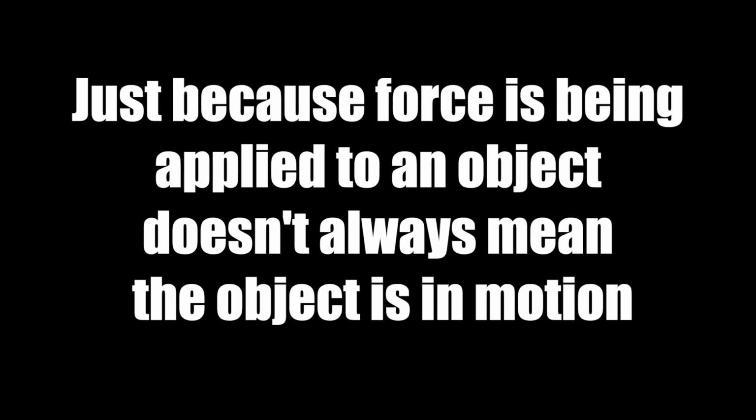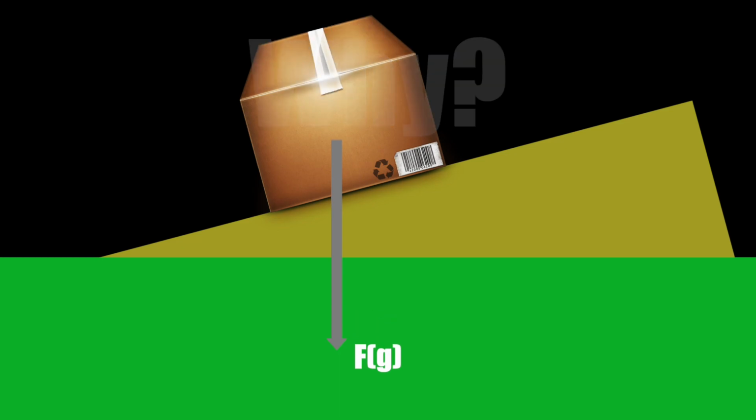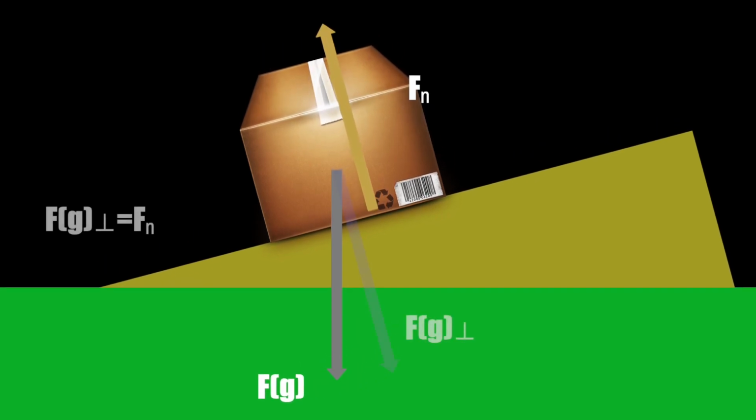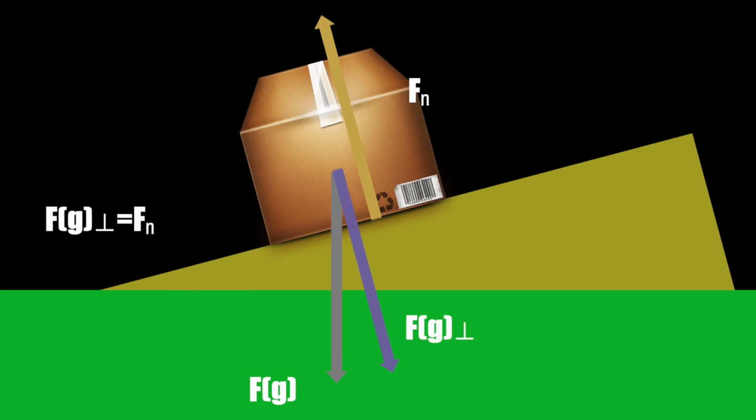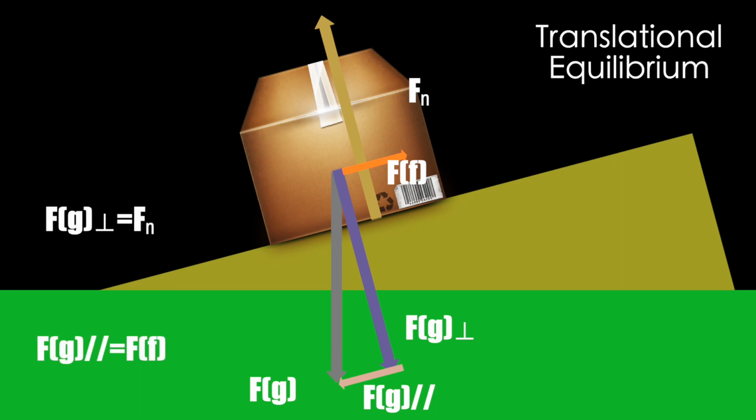But at the same time, just because force is being applied to an object doesn't mean the object is in motion. For example, gravitational force can be applied to a box towards the center of the earth on a slant, but the box won't move. Why? Because the reaction force from the slant is equal to the perpendicular weight of the object, and the friction force is equal to the parallel weight of the object. This represents a translational equilibrium. The overall force, the net force, is zero.